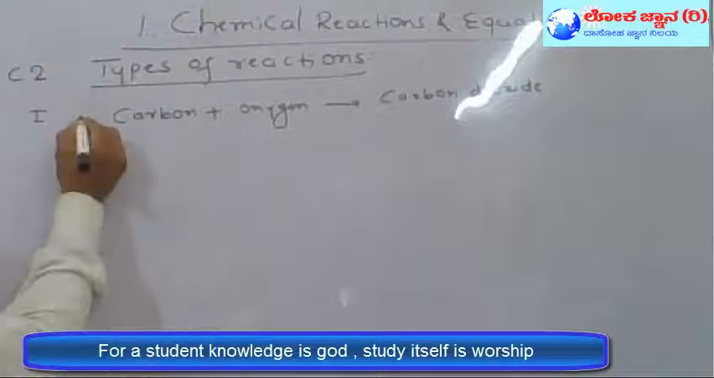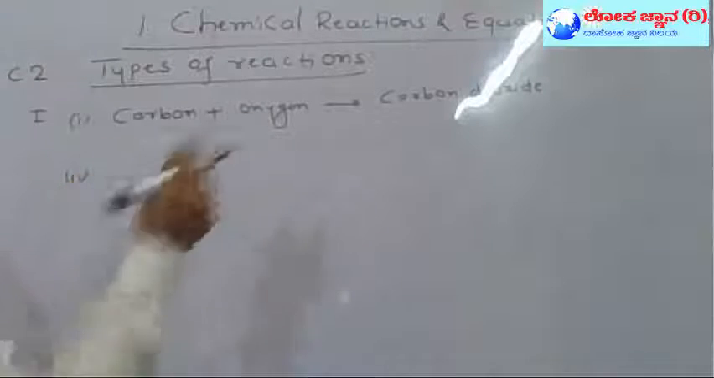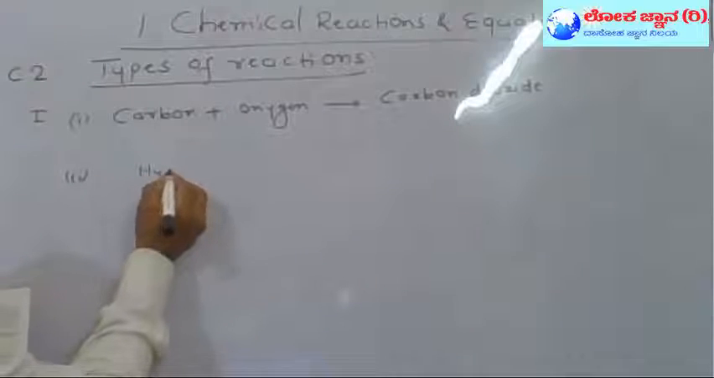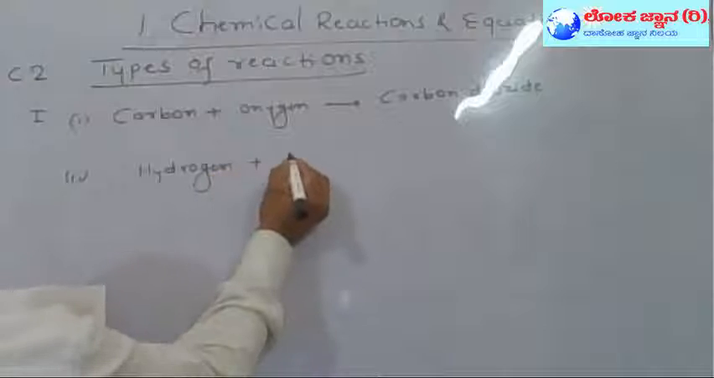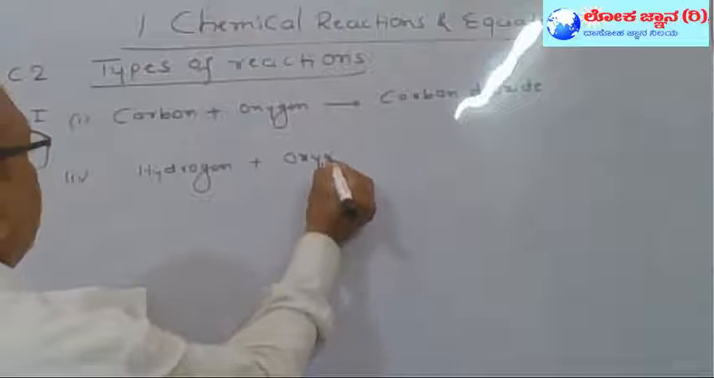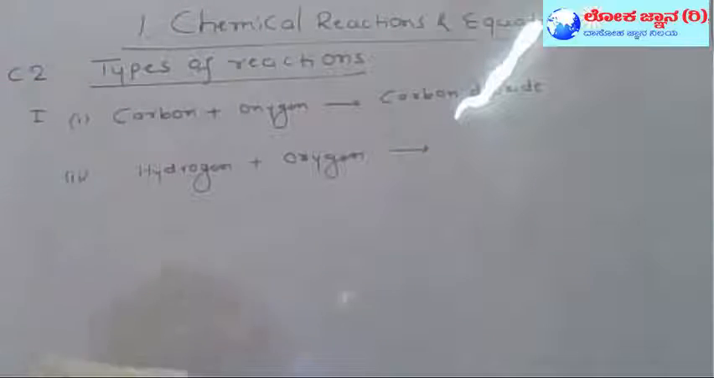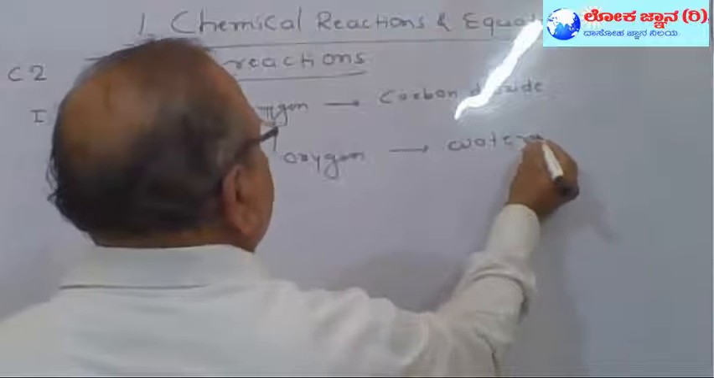I'll go on giving you some examples. Just below that you start writing, balancing. Hydrogen plus oxygen. You symbolize it. Hydrogen, you have to balance. Yes, you complete it. You already learned, no? Hydrogen plus oxygen gives rise to water. Water. It's a class assignment to you.